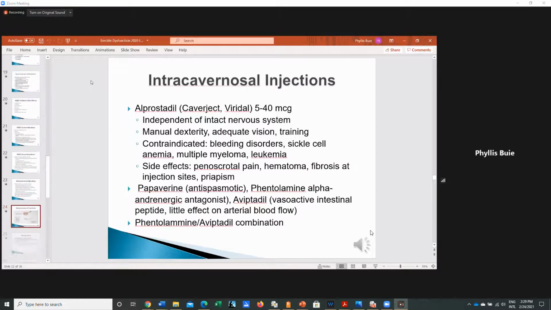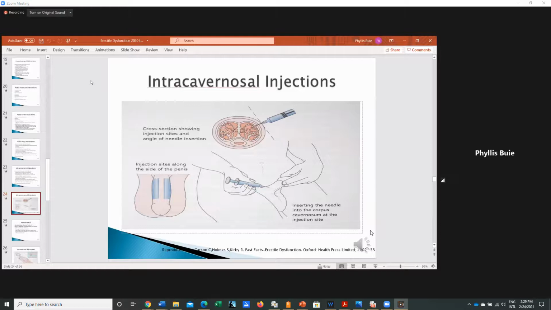Now, I wanted to show you some pictures of these so you can have a visual of how these are actually done. You can see in this picture, the patient has to, of course, have good dexterity because he's got to be able to hold the syringe and then hold his penis as well, and then inject the medication. So you can see why, if you did this over and over and over again, it might be a problem with fibrosis developing.